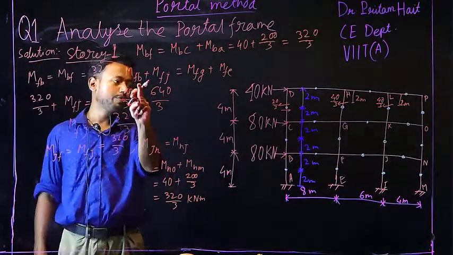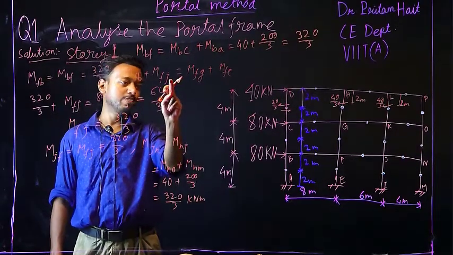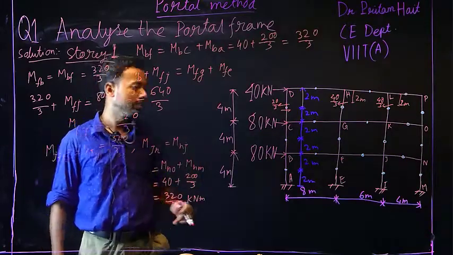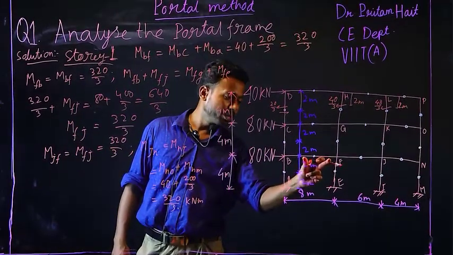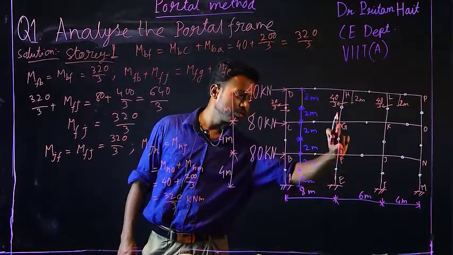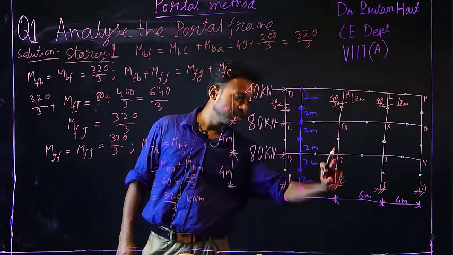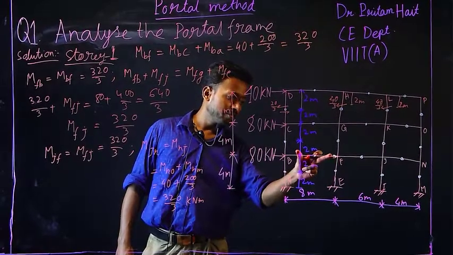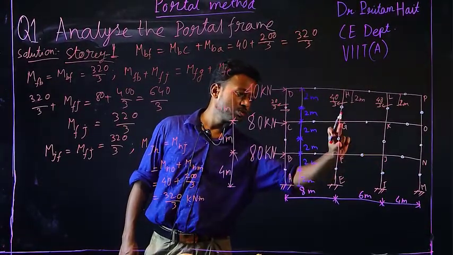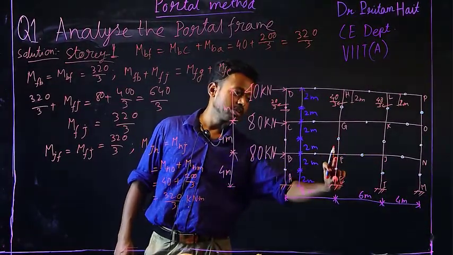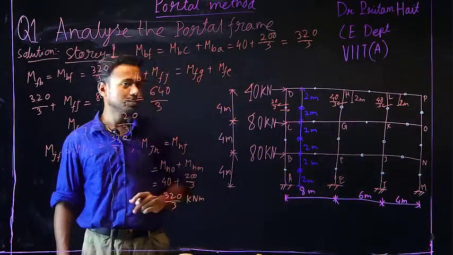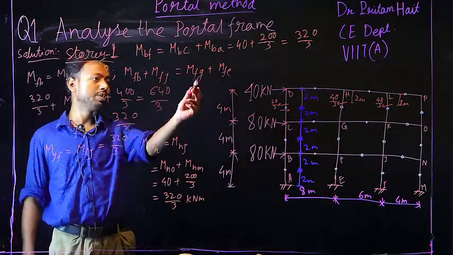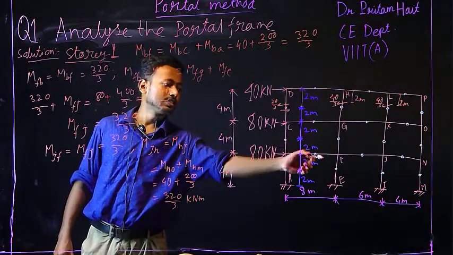So MBF plus MFJ equals MFG plus MFE. That means this beam moment plus this beam moment will be equal to this column moment plus this column moment. The beam moment of MBF plus MFJ equals MFG plus MFE. Okay, so I can write MFB plus MFJ equals MFG plus MFE.